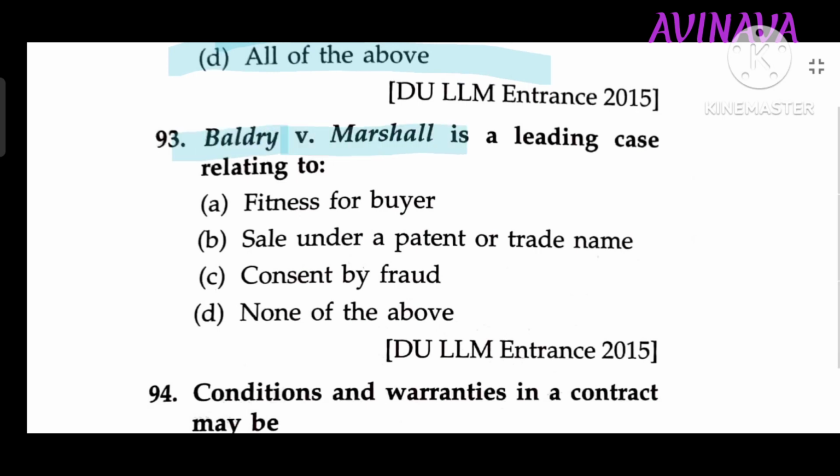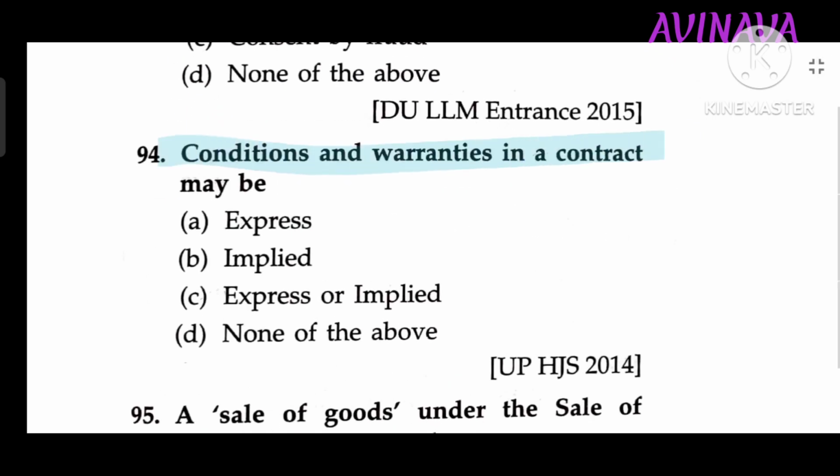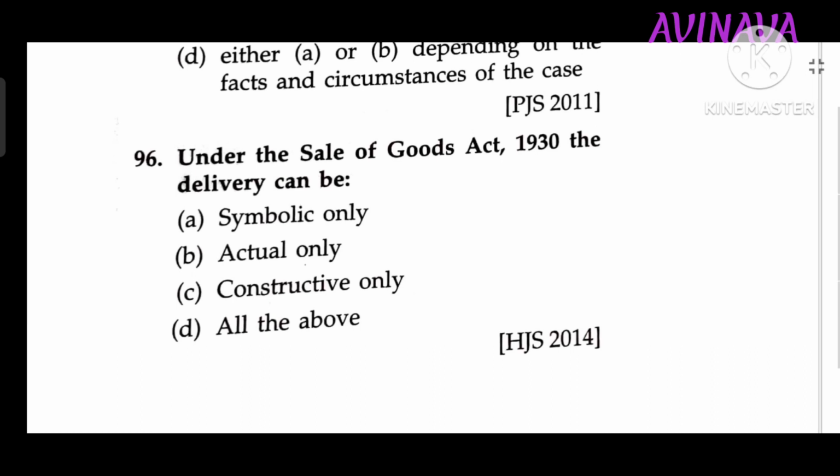Baldry versus Marshall is a leading case relating to fitness for purpose. Condition and warranty in a contract may be express or implied. A contract of sale of goods under the Sale of Goods Act 1930 creates a jus in personam. Under the Sale of Goods Act 1930, the delivery can be all of the above: symbolic, actual, constructive.